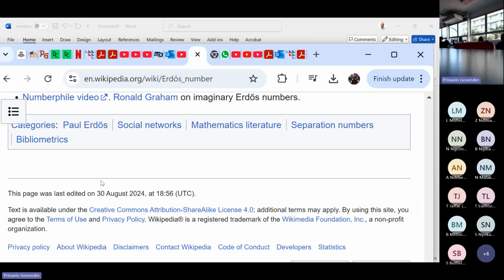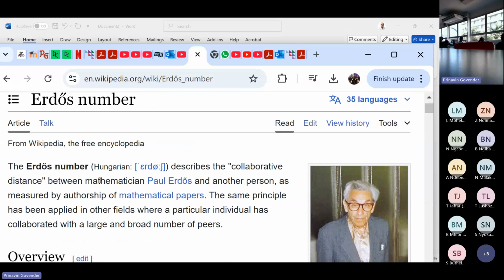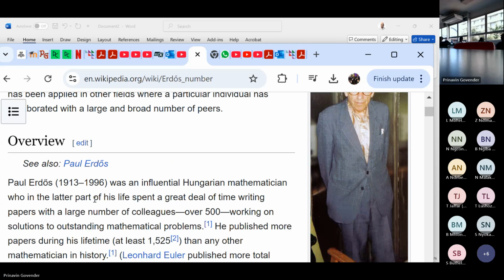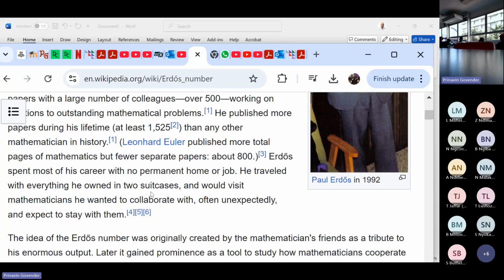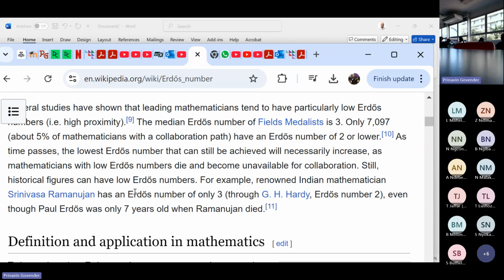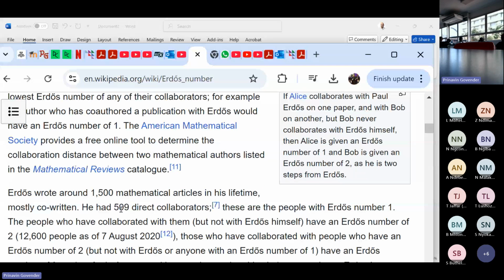Oh, there it is. Paul Erdos, right? Look at the amount of articles he wrote. He described the collaborative distance between mathematicians and the number of articles he wrote. He spent a life collaborating with over 500 people working on solutions to mathematical problems. He published at least 1,525 journal articles, and he had co-authors. Where did I read that he had 509 direct collaborators? So later you've got Mr. Dlamini, you've got Busi as collaborators, and me now.